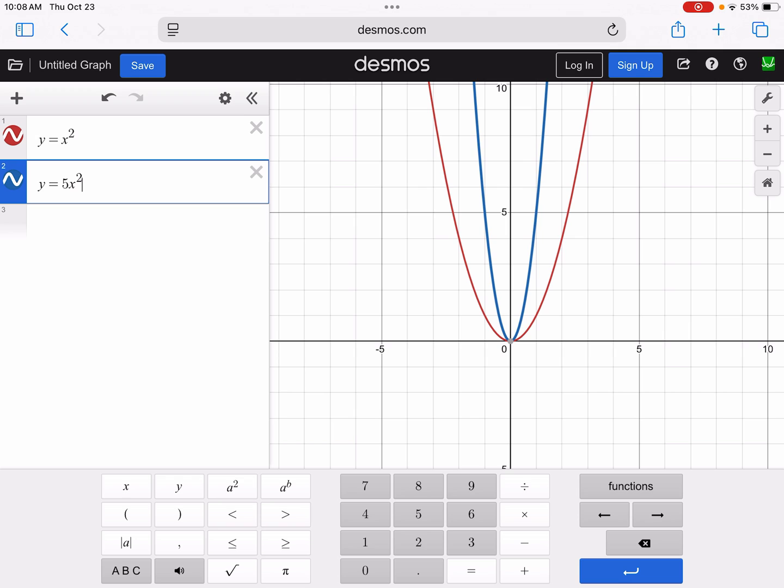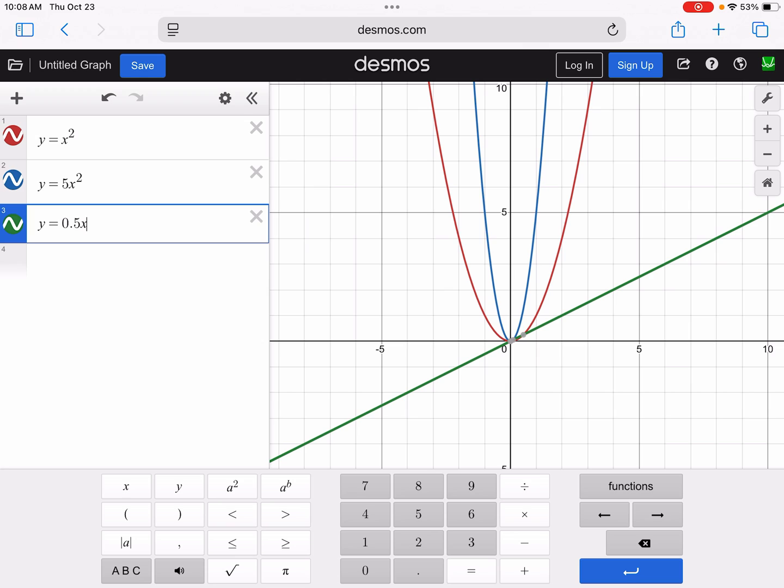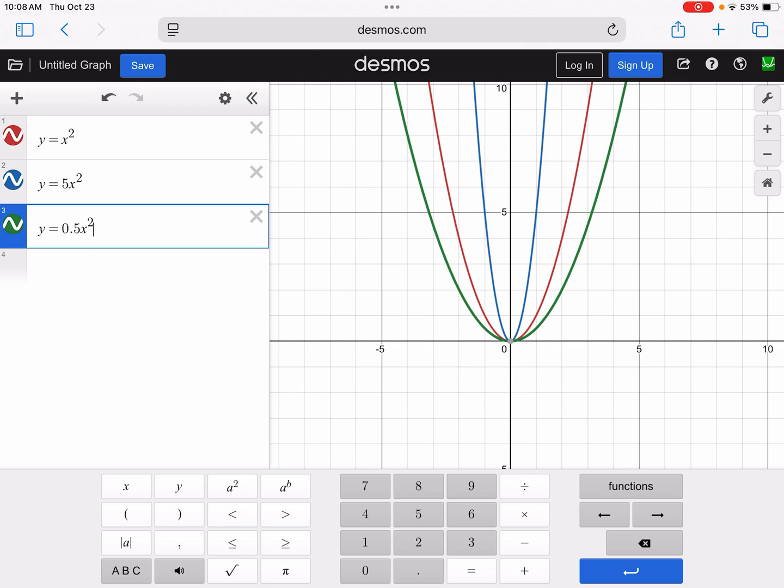Now instead of that, what happens if we multiply by a number which is in between 0 and 1? So let's say we have y equals, let's multiply by 0.5 x square. Now see the difference here. Here we multiplied by a number greater than 1.